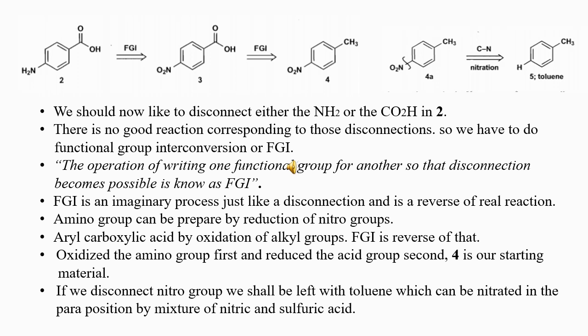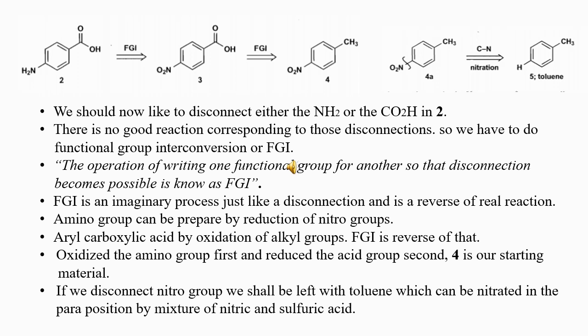So FGI is an imaginary process, just like a disconnection. As we have seen, the disconnections are imaginary. If we want to get a target compound, we just imaginarily think about the disconnections to get the starting materials from which it can be made. Similarly, FGI is also an imaginary process. And the reverse of this FGI is a real reaction. Now, as I have told you, the amino group can be prepared by the reduction of the nitro group.